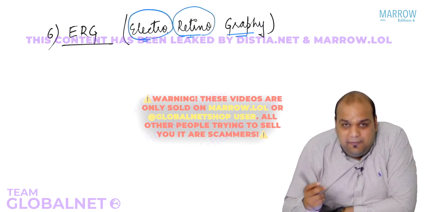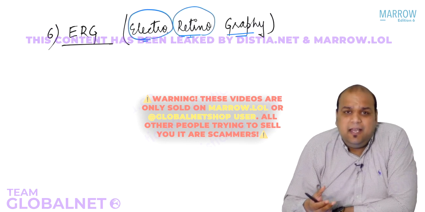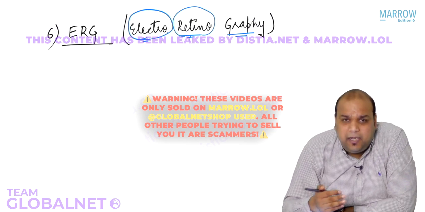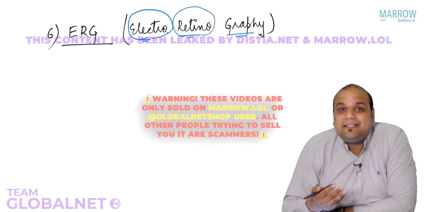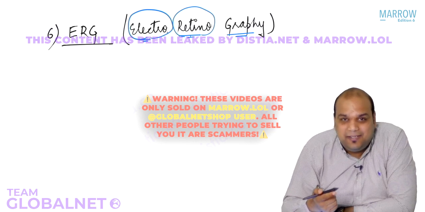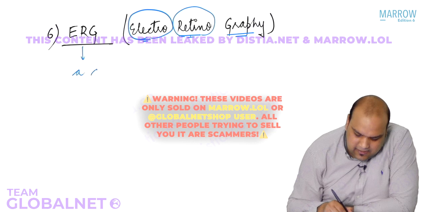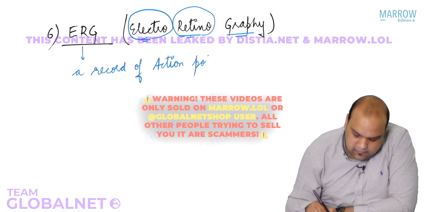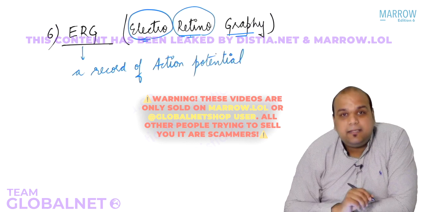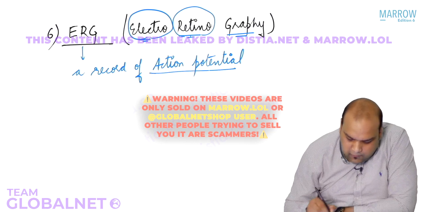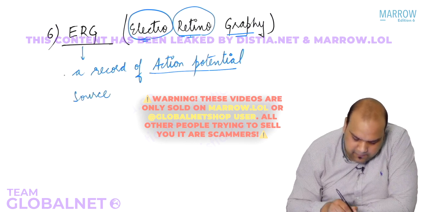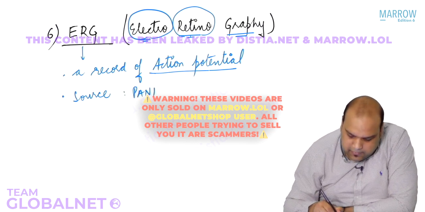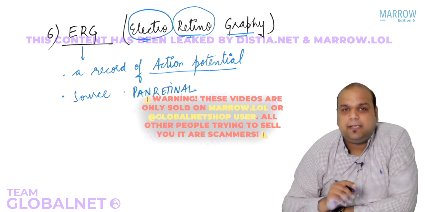Am I clear? If I twist it and say it in another language, when the retina is producing the visual impulse, is it working or not working? Meaning I am trying to ask you, is this an action potential or is this a standing potential? We know this is an action potential, yes or no? So ERG is a record of action potential. Then if somebody asks you, what is the source of this ERG? You know the whole retina works together, all the layers of the retina work together to generate the visual impulse. And that is why the source of ERG is said to be pan-retinal.